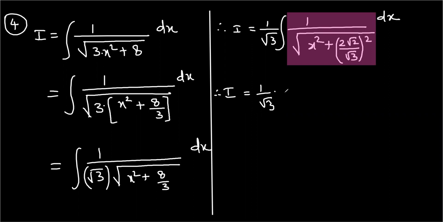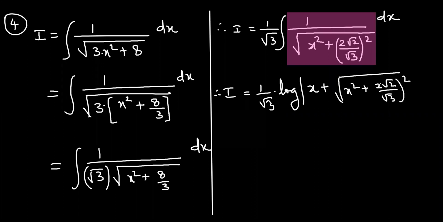What was the theory? It is 1 upon square root of x square plus a square. So 1 upon root 3 log of the variable. What is the variable? The variable is x plus the whole square root as it is, square root of x square plus 2 root 2 by root 3 square plus c. And mind it, students, that this time, since I have x square, I have variable square, where the variable is x only, there is no coefficient.